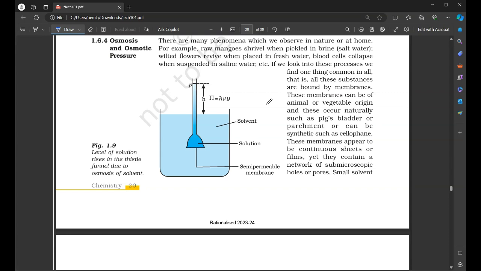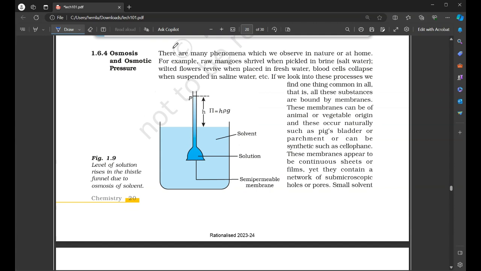हमने like बहुत पहले भी देखा है वो किशमिश वाली एक्टिविटी, जब पानी में चली जाती है किशमिश तो like it becomes very jelly like soft, बड़ी हो जाती है. So there are many phenomena which we observe in nature at our home.